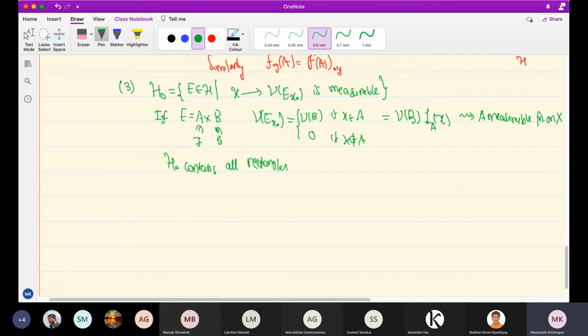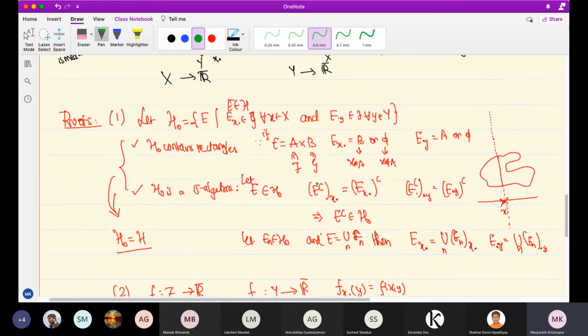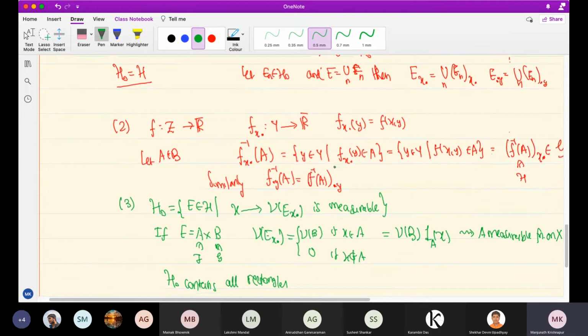Now what do you do? How do you show H naught is equal to H? What do you try showing? You try to show it's a sigma algebra, right? That's what you might want to do. But can you show it? Can we show it is closed under complements and unions? The problem is the union: it is correct that E_x dot is the union of these, but this is not a disjoint union, right?